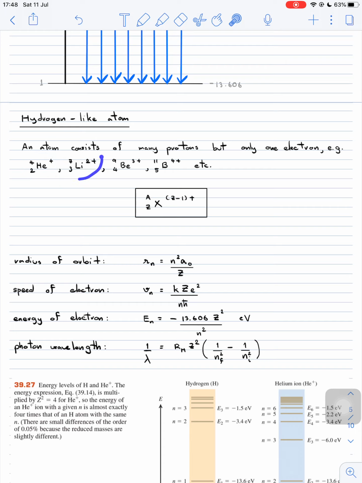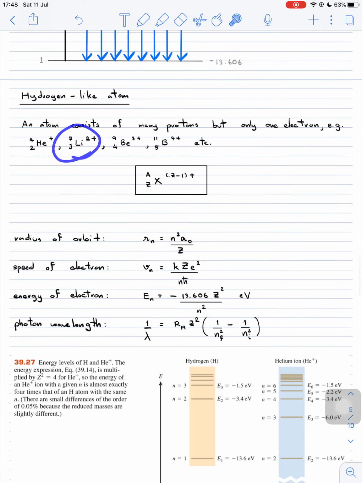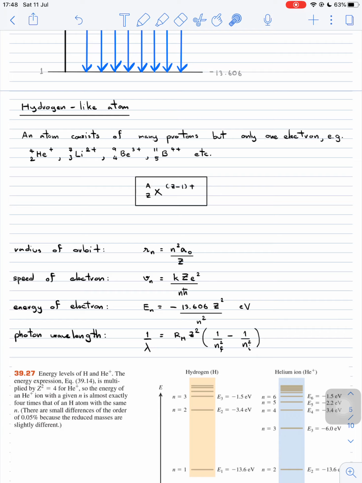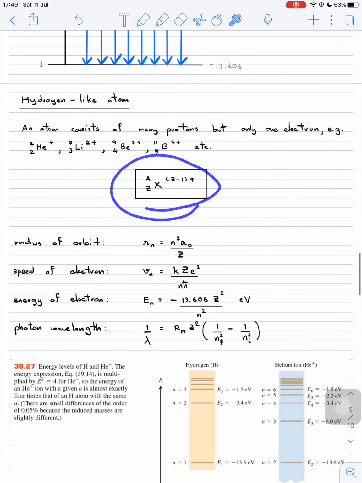Now for lithium, we have 3 protons. For the neutral lithium, we should have 3 protons and 3 electrons. But if we take 2 electrons out, we have only 1 electron in this case. So this is an example of a hydrogen-like atom. We have only 1 electron, but many protons. So this can be the general symbol. For example, if Z equals 5, we have the charge Z minus 1 equal to 4 here.